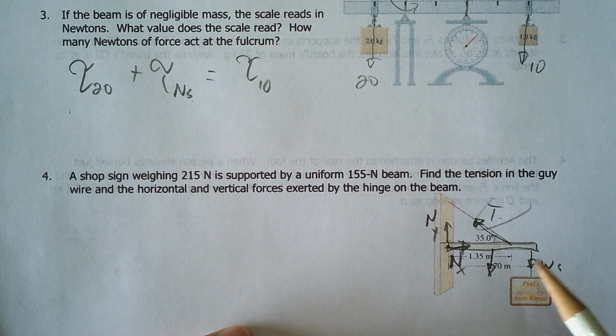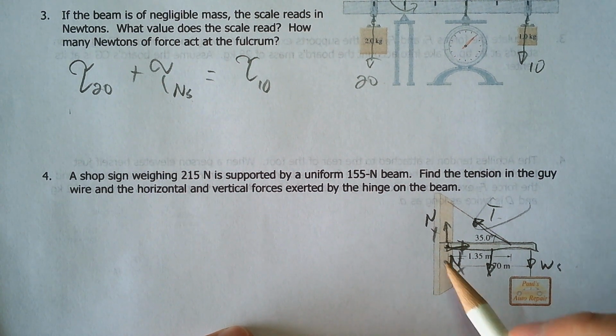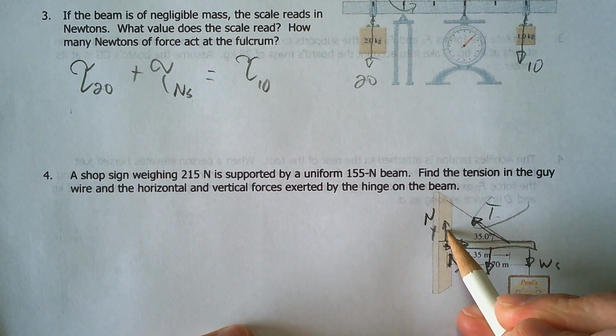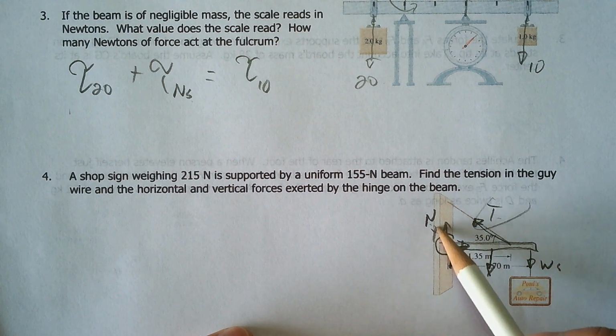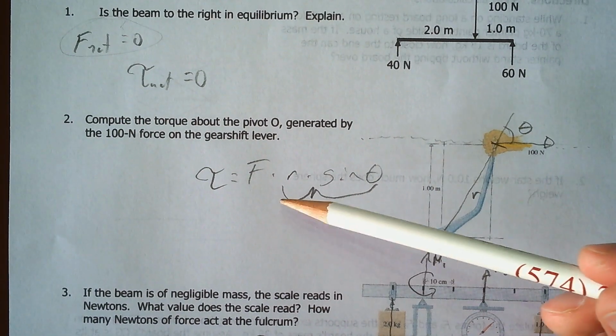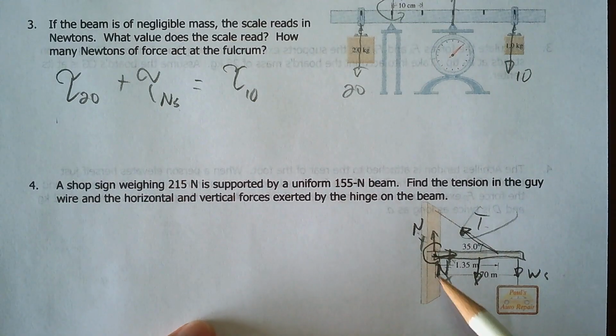So I probably want to use torque, and I want to put a pivot point that will get rid of as many unknowns as possible that I don't care about. So I think I'm going to put it right here. That way the torque that each one of those would cause would be 0, because given that torque is force times distance times the sine of the angle, the distance is 0 from the pivot point.